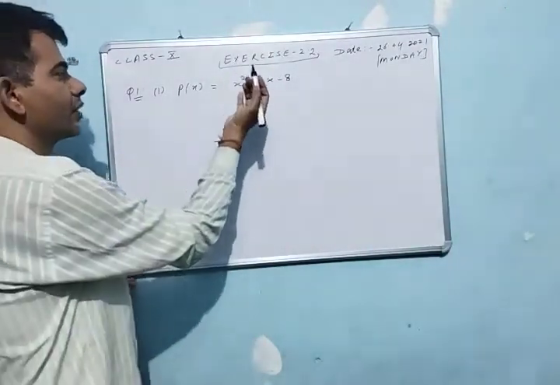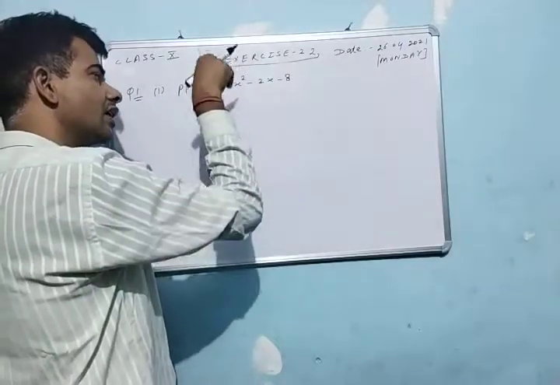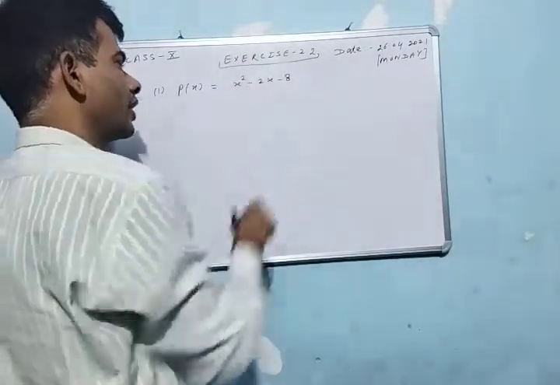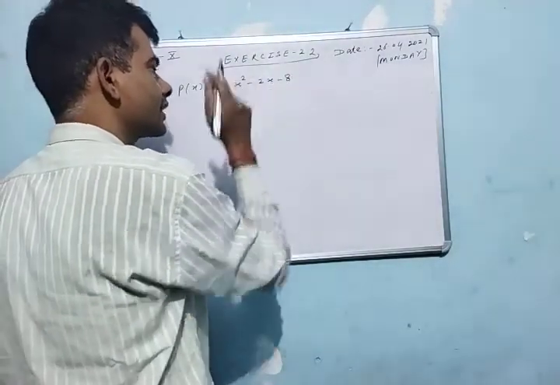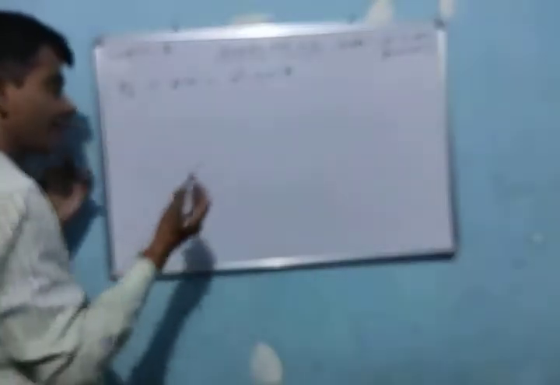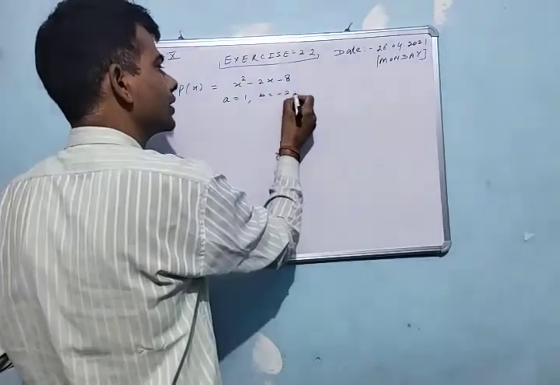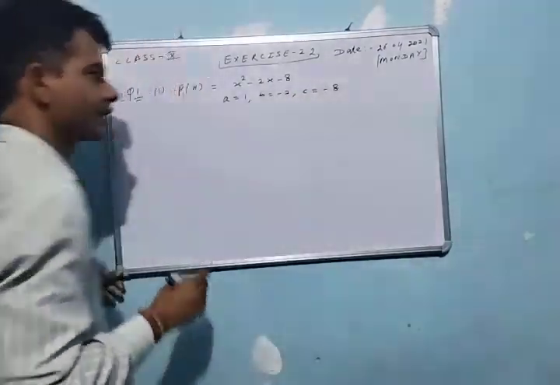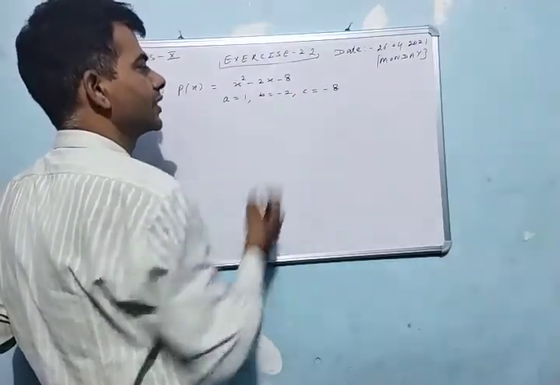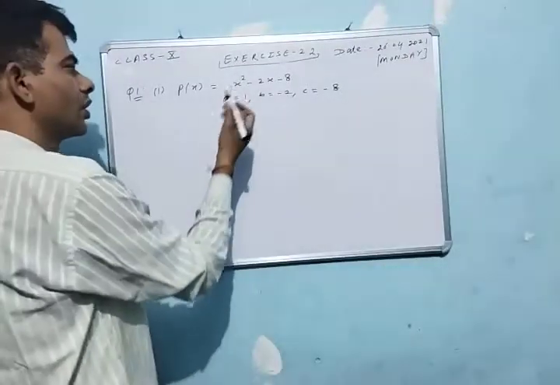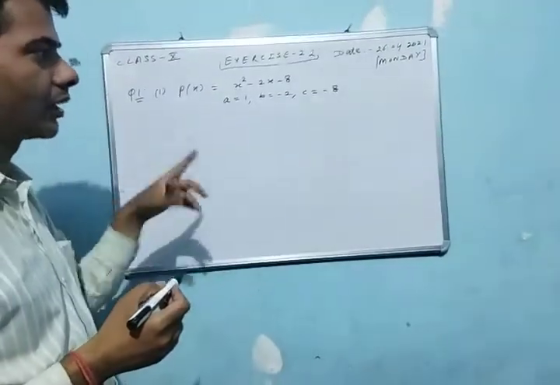Now student, we will compare the given quadratic polynomial with the standard form of quadratic polynomial, that is ax square plus bx plus c. After comparing, a is 1, b is equal to minus 2 and c is equal to minus 8. Now we will find the zeros by the splitting the middle term method.